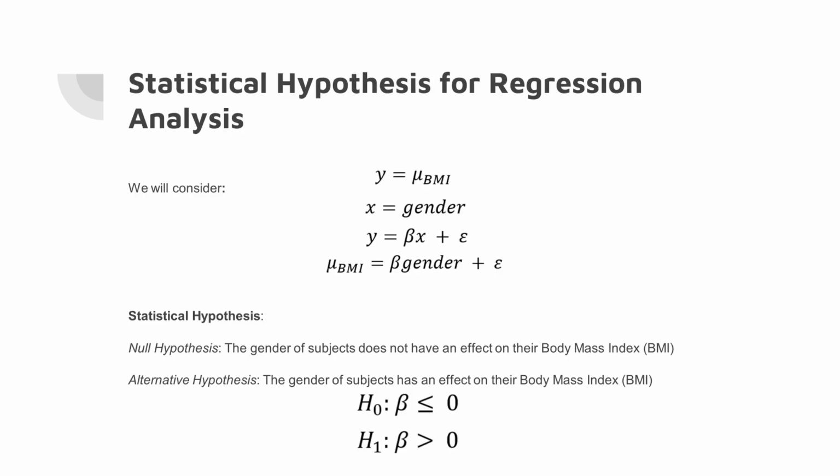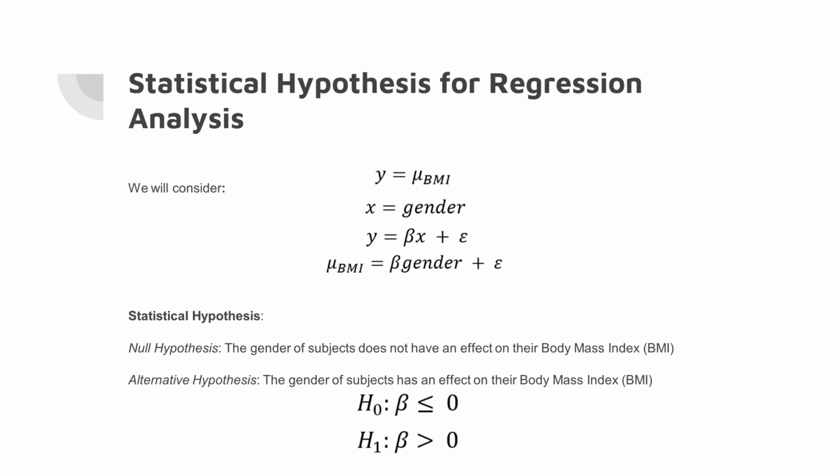To work with regression analysis, we need to reformulate our hypothesis. We will consider the average of BMI as our dependent variable y, and gender as our independent variable x. And we establish the BMI as a function of gender. So, y is a function of x, which is multiplied by a beta coefficient and some error factor as well. This is the formula for a line.